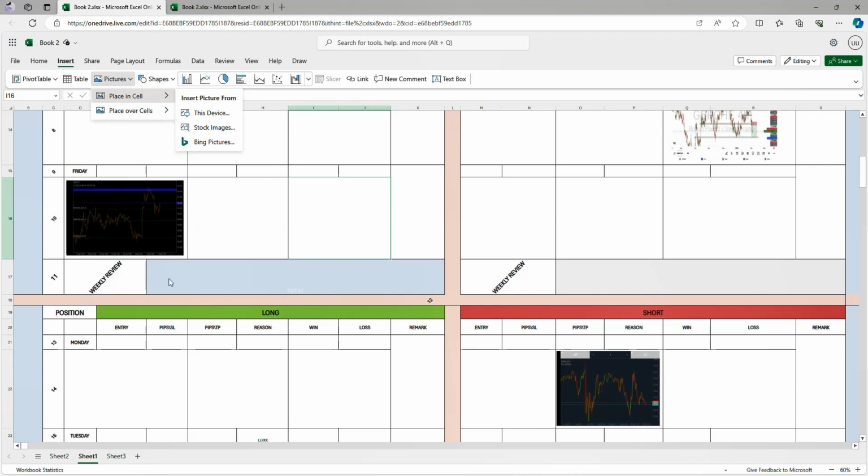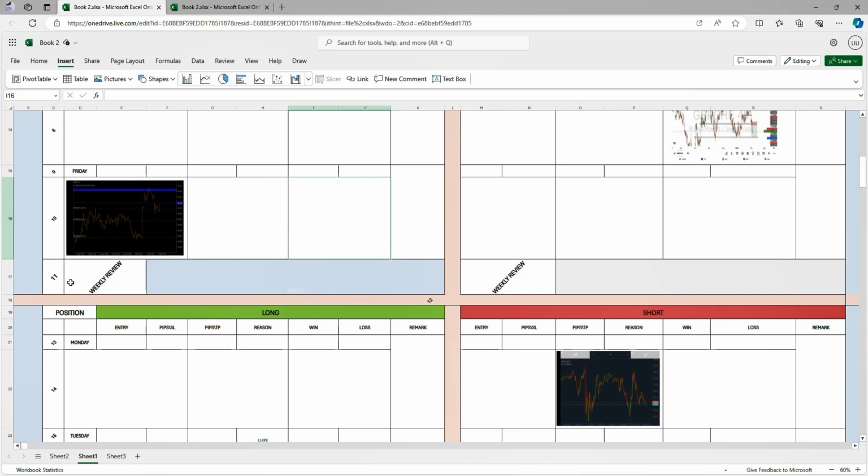Then at the end of the week now, you are going to come to your weekly review, okay? You are going to write how many buy trades did you take for that week. You are going to write it here. And here, you are going to write how many sell trades did you take for that week.